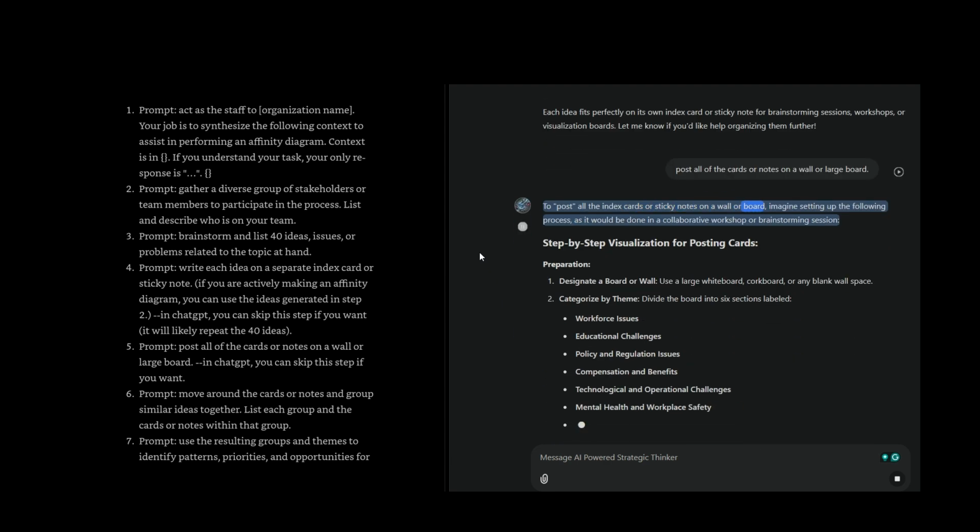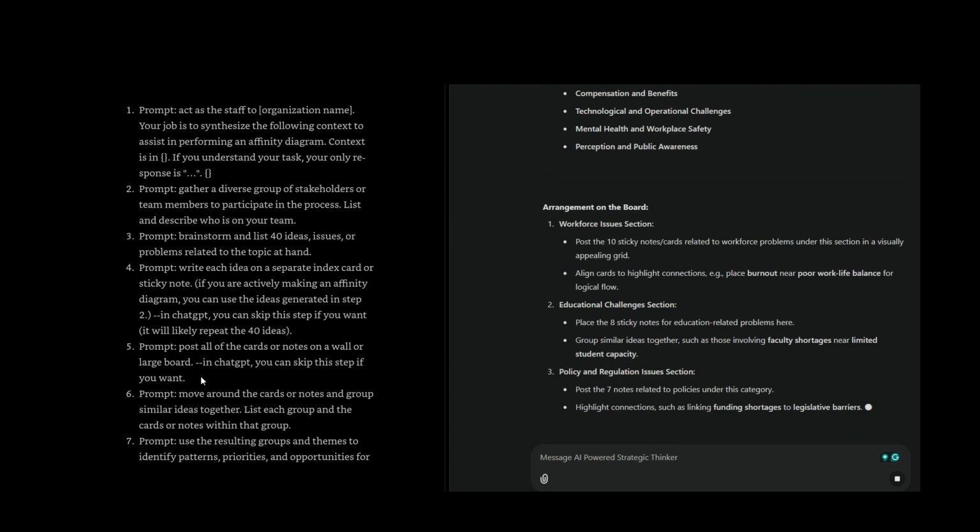To post all the index cards or sticky notes on a wall or board, imagine setting up the following process, as it would be done in a collaborative workshop or brainstorming session. Step-by-step visualization for posting cards. Preparation. Designate a board or wall. Use a large whiteboard, corkboard.